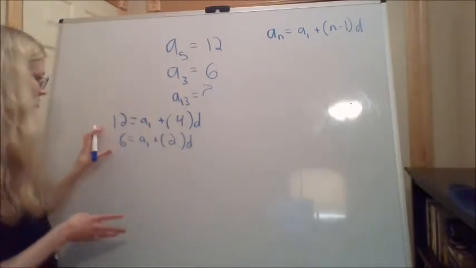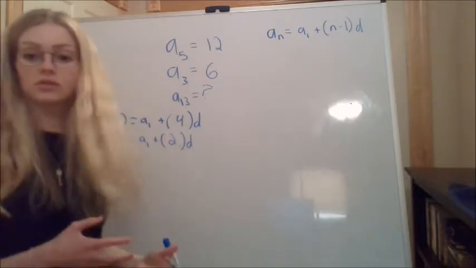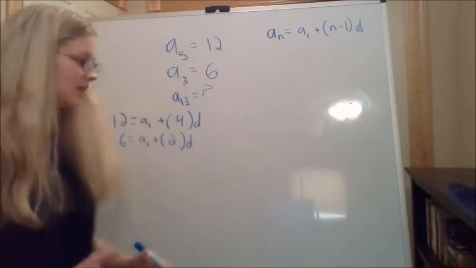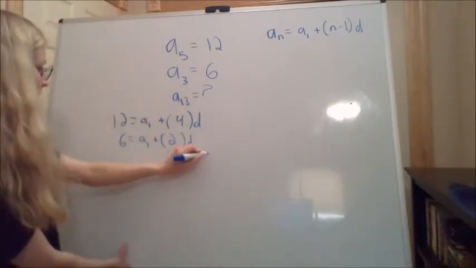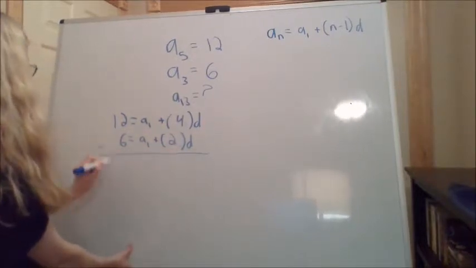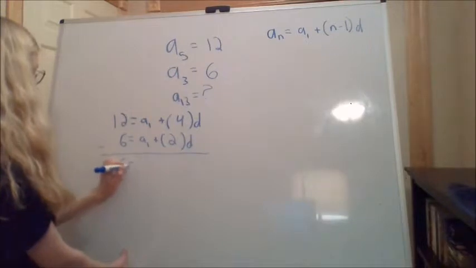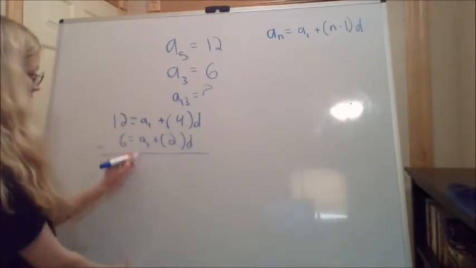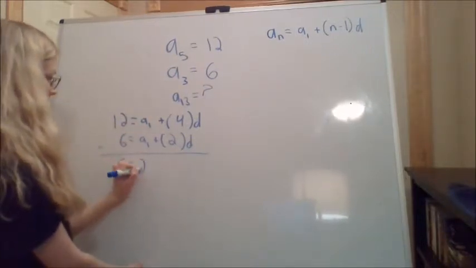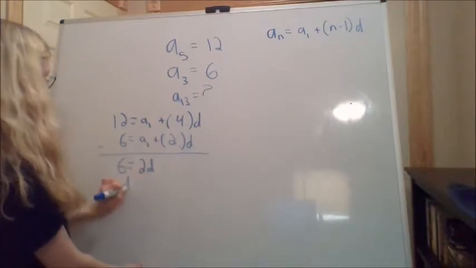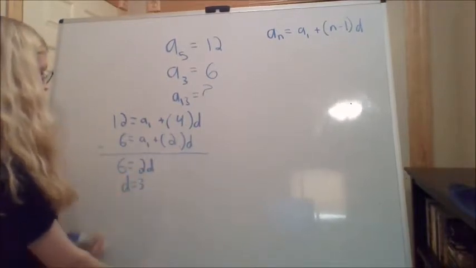We have 2 equations, 2 unknowns. And so now we can use our regular equation solving techniques to finish this problem off. In particular, I'm going to subtract this equation from this equation. So let's see, we have a 6 here. 6 equals, these two cancel out, and we're left with 6 equals 2d. And so we see that d must equal 3.